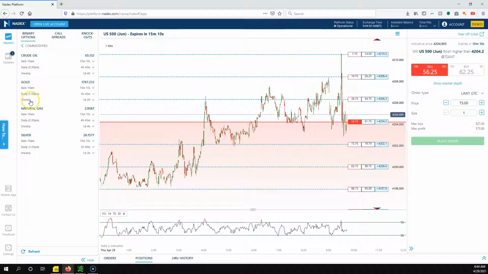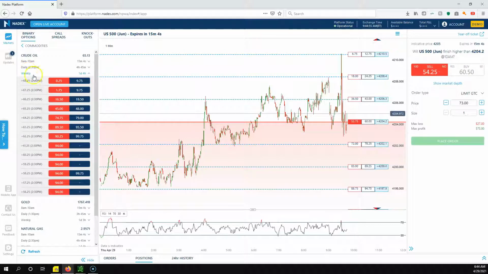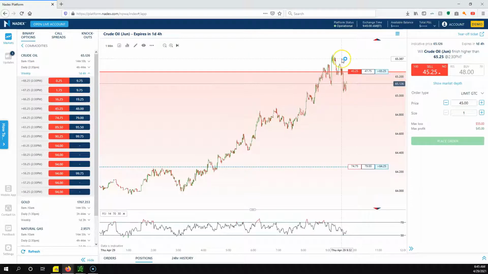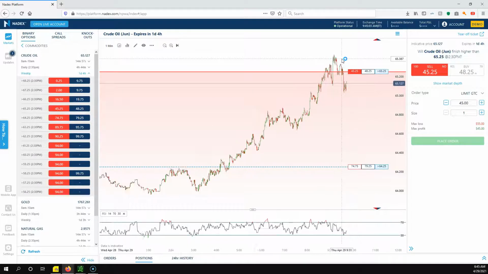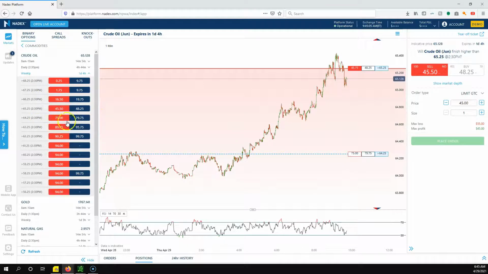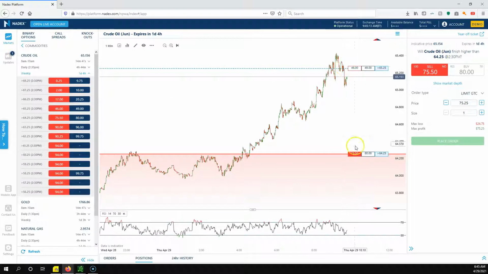So if you're bearish on, let's say, crude oil, right? Let's go to a weekly, and we can pull up a chart on crude oil. Right now we're at 65.33. You could say, hey, I'm actually bearish on crude oil, and you could sell. If you click on the red, you're selling it, wanting it to go lower. And you can see we could sell this for 75.25. Our max loss is only 24.75, but our max profit would be 75.25.